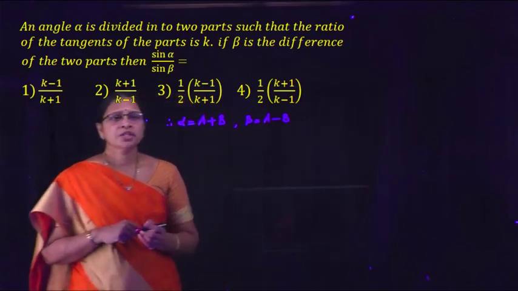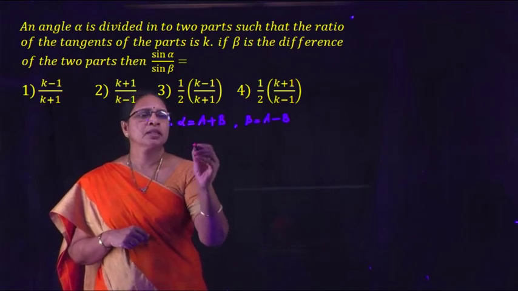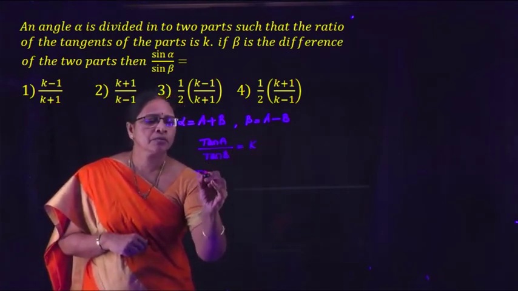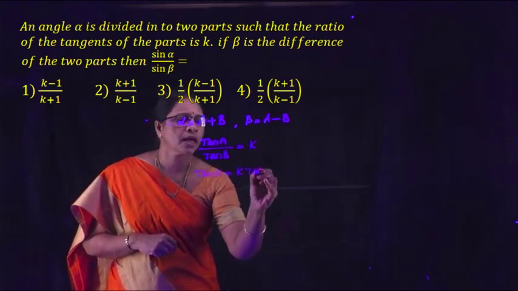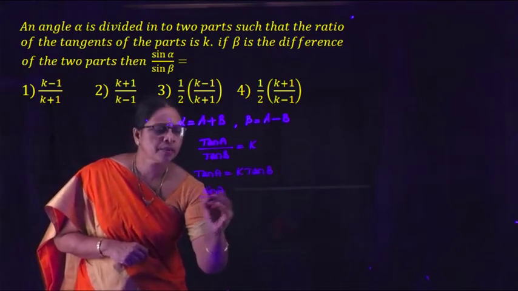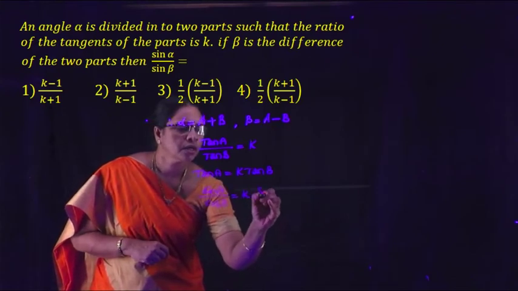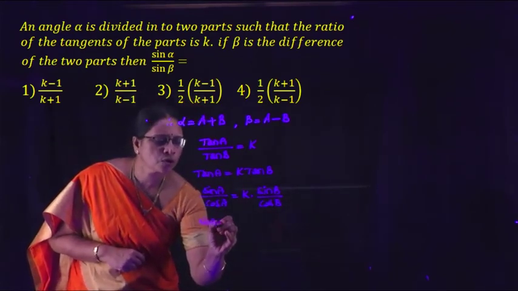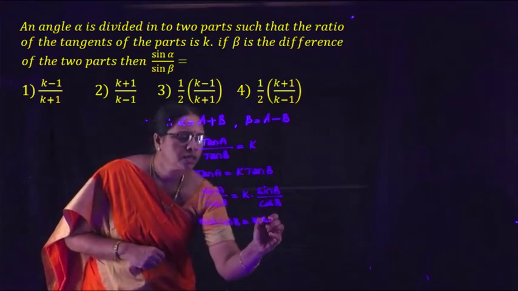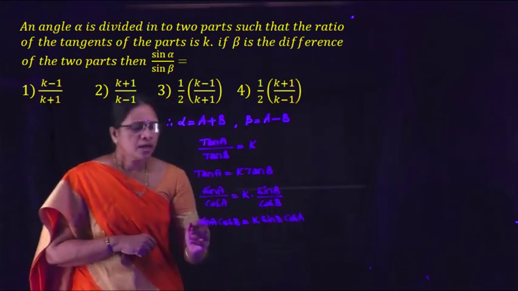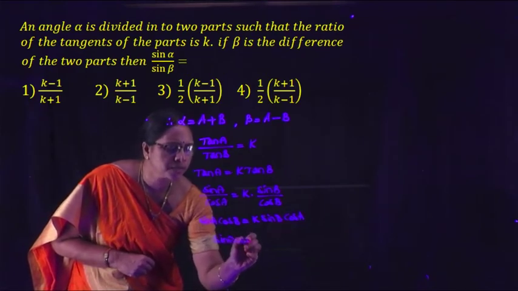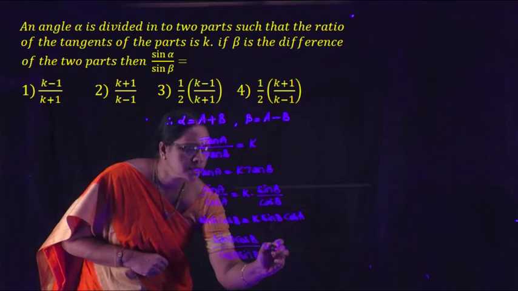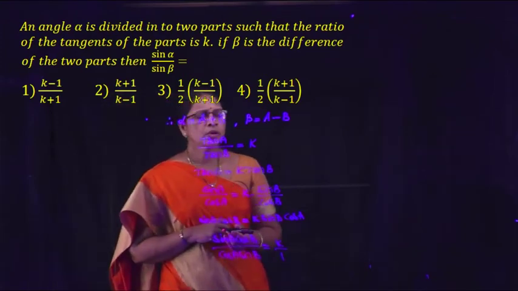Given that beta is the difference of the two parts, that is beta is equal to A minus B. And also given the ratio of the tangents of the parts is K, that is tan A by tan B is equal to K. By cross multiplying we get tan A is equal to K into tan B. Here tan A is sin A by cos A is equal to K into tan B, which is sin B by cos B. By cross multiplying, sin A into cos B is equal to K into sin B into cos A. Rearranging, we get sin A cos B by cos A sin B is equal to K, that is K by 1. Then apply the componendo and dividendo rule.